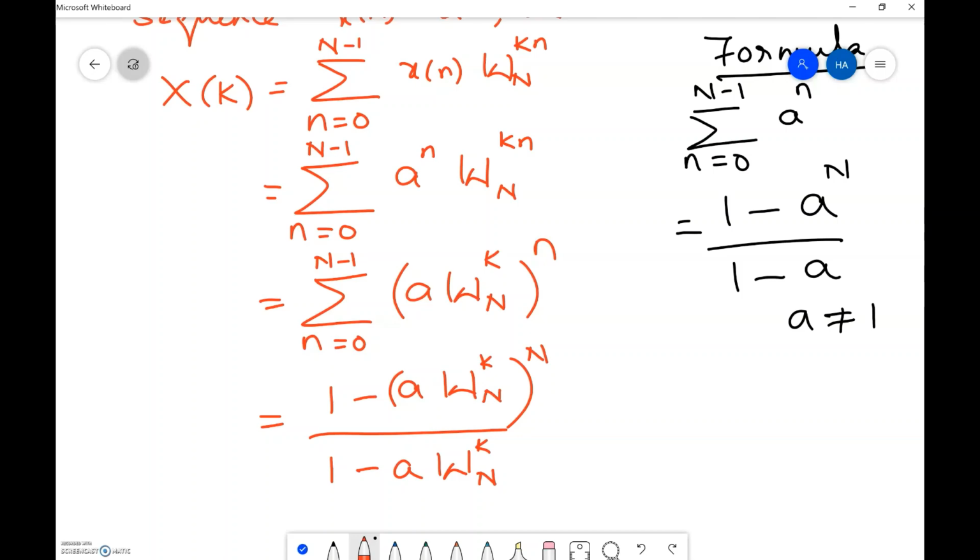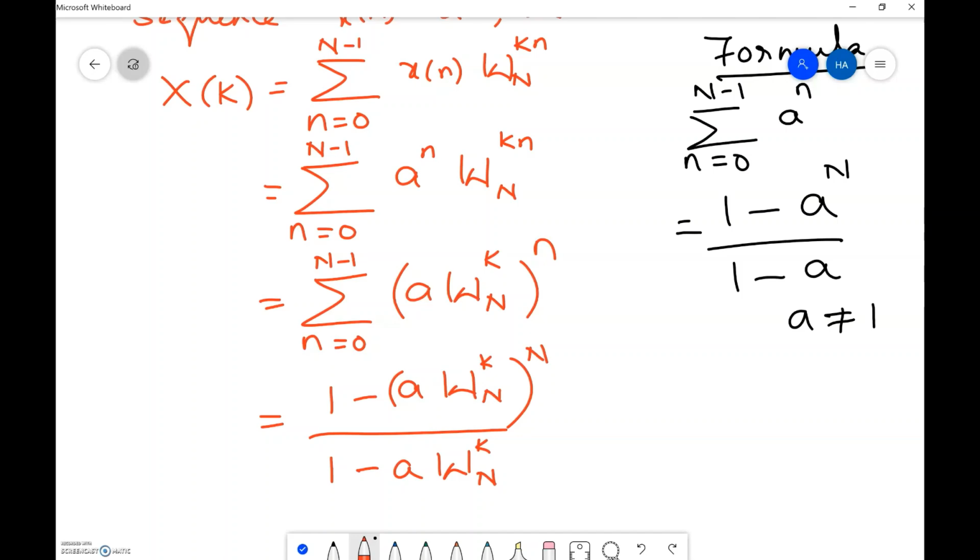So you have to make sure that the denominator doesn't become 0 at any point, so that X of k doesn't become infinite. Here the value of a will be less than 1 or more than 1, so it doesn't become 1 at any point. Even if you put k equals 0, the denominator will be 1 minus a. So for no value of a or k is the denominator 0 and X of k infinite. For all values of k, this will be a finite value.